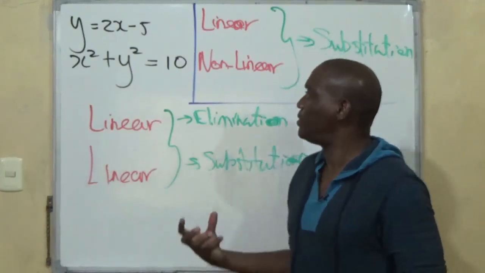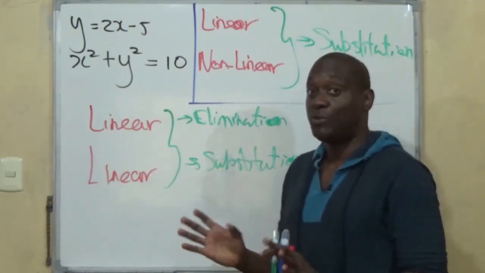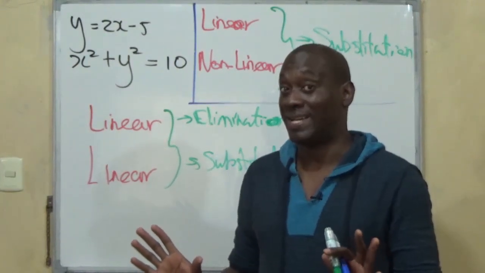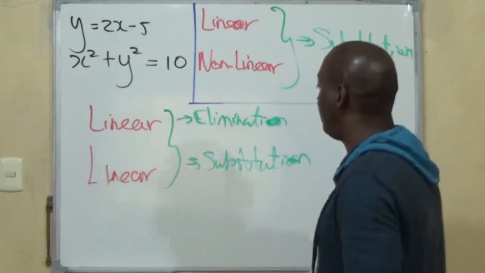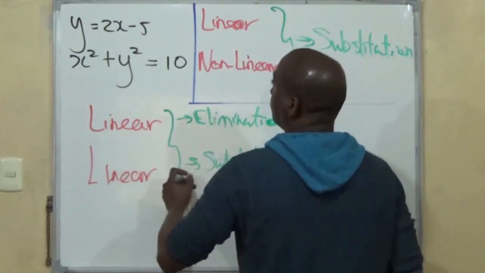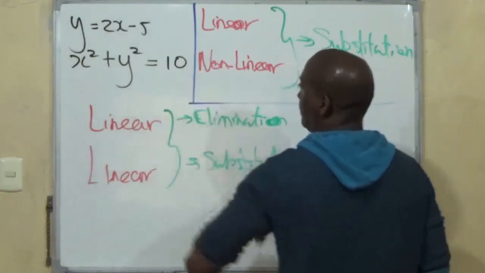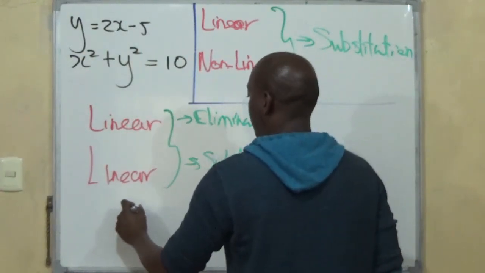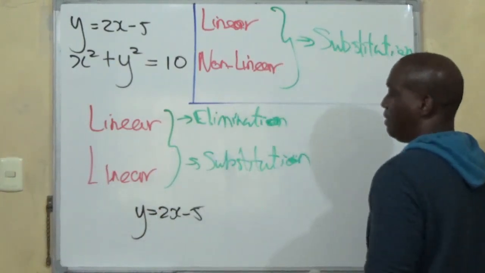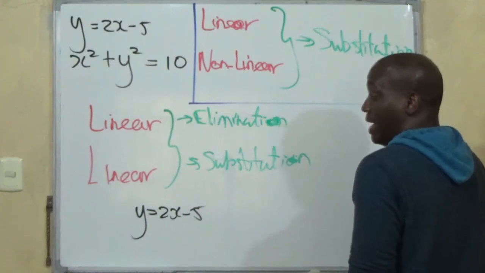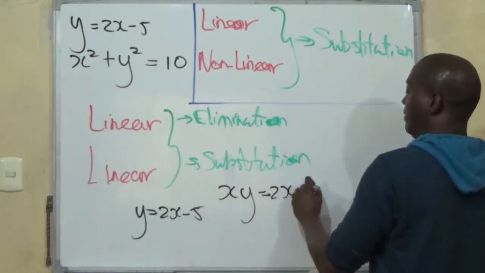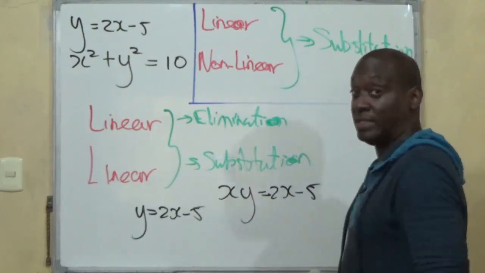Right? You could also have a situation where you have 2 variables coming together in the same space. That too is a non-linear equation. So if, for example, I use this equation as an example, if I have y is equal to 2x minus 5, that's a linear equation. If on the other hand I have xy is equal to 2x minus 5, that's a horse of a totally different color.